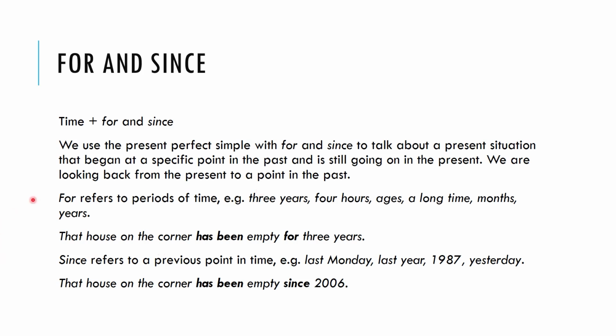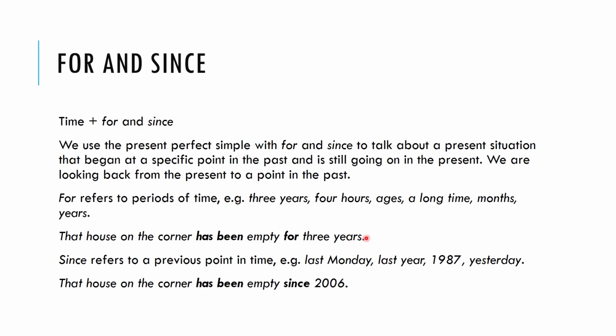So the difference between for and since is that for refers to periods of time. Okay, so a full period, we are talking about a full period, like 3 years, 4 years, ages, a long time, months, years, or 1 year or 2 years. So we use for that. Look at the example. That house on the corner has been empty for 3 years. Okay, so we just talked about what?